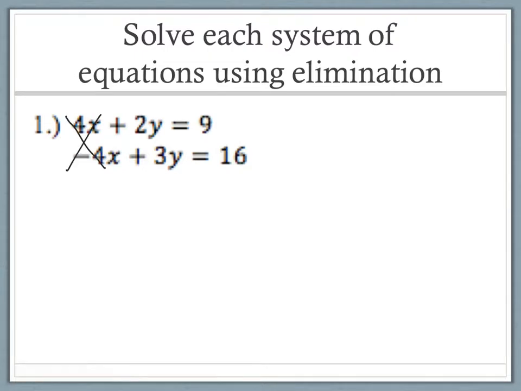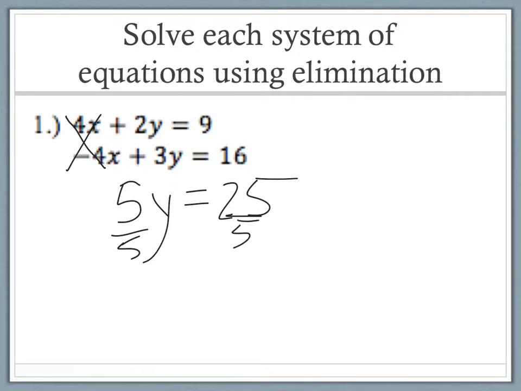because 4 minus 4 is 0, so I have no x's left. Then I'll add 2 plus 3y, which gives me 5y, and 9 plus 16 gives me 25. Now I'm going to divide both sides by 5. So y equals 5.